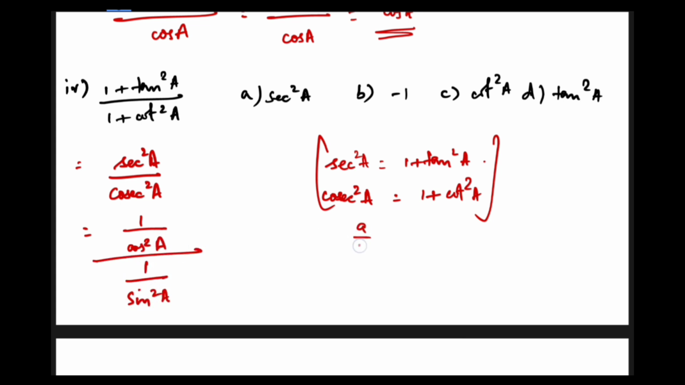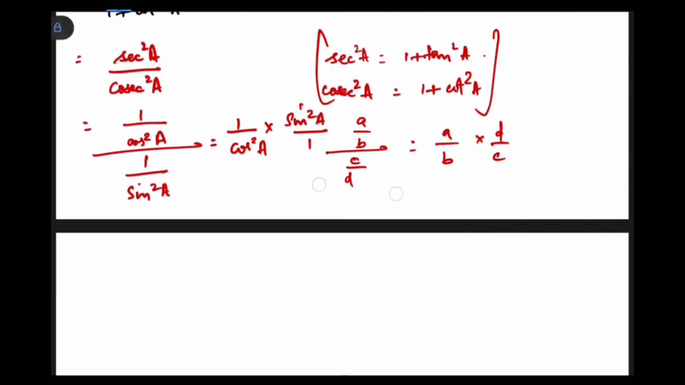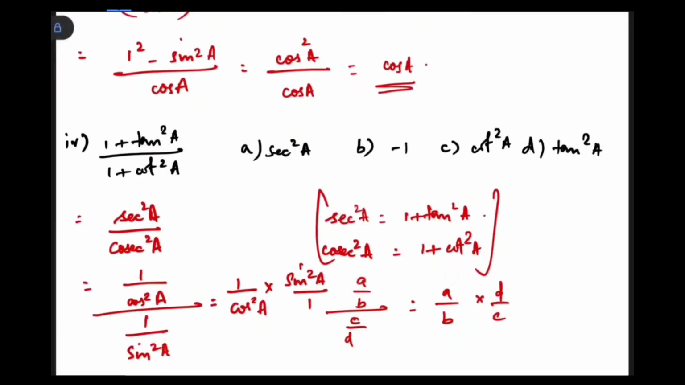By the formula A by B, the whole divided by C by D is equal to A by B into D by C. Rearranging the terms, we get 1 by cos square A into sin square A by 1. That is sin square A divided by cos square A, that is tan square A. We get that to be option D.